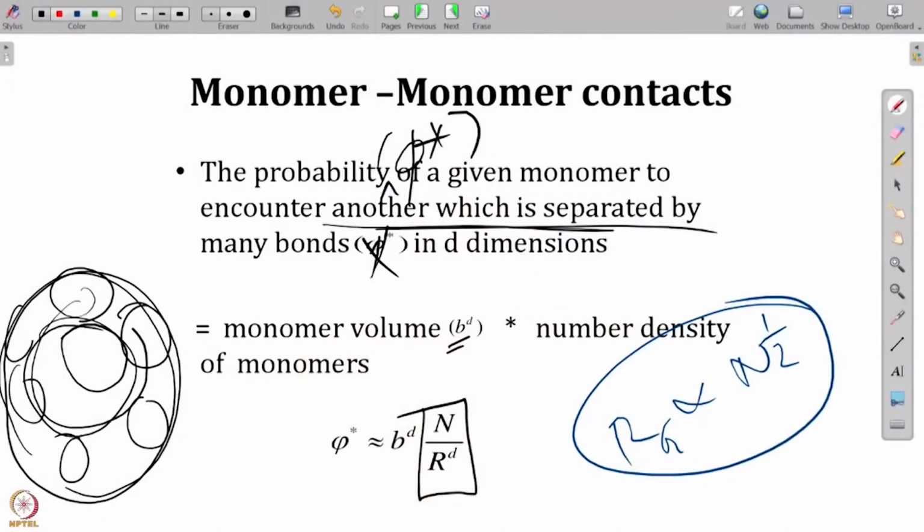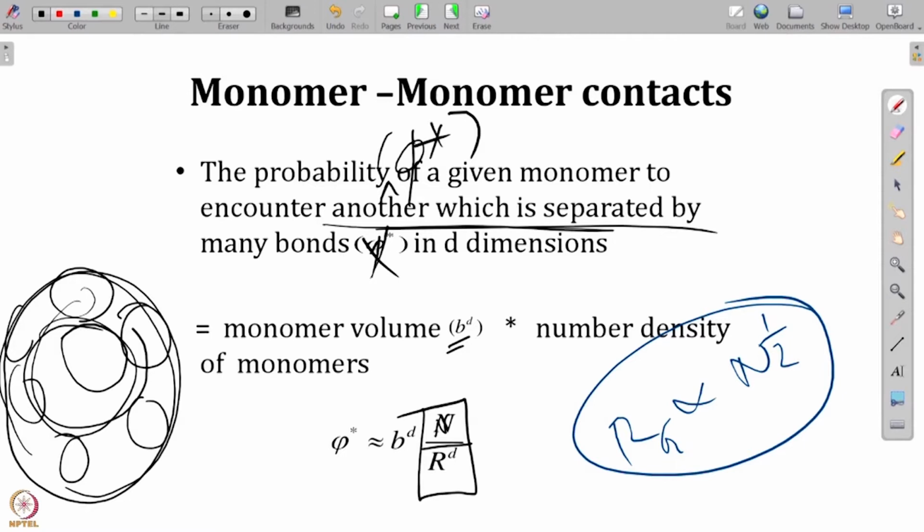So the monomer volume is B, for bead, because in physics language this is nothing but a bead. Many times chemists don't like to consider a monomer as a bead, because we deal with monomers all the time, but for physicists it is nothing but a bead in the necklace model. So B cubed, where B is the size of the bead, but R is kept for the end-to-end distance. This is the volume of a monomer, multiplied by the density, and density is the total number of monomers divided by the volume, which is R to the power D, R cubed.